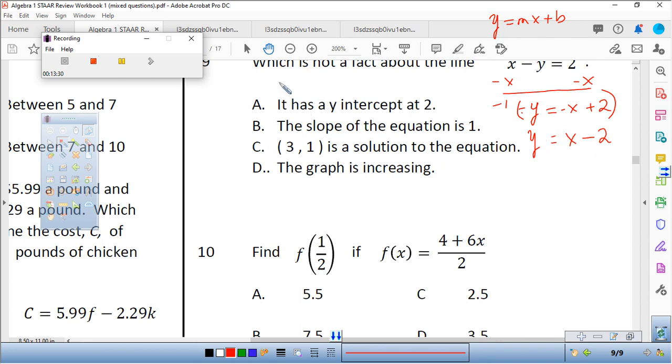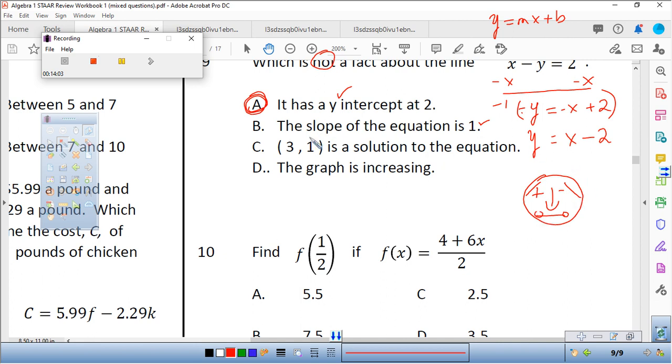Wrong. Oh, we're looking for the one that's not. All right, that's my answer. Okay, the slope of the equation is 1. Yeah, this is the 1x. Checked. That's true. We're not looking for that one, though. 3, 1 is a solution to the equation. I'll check on that right now. The graph is increasing. Make sure you know that if it's positive, then we should have a positive slope. If it's increasing, positive slope; decreasing, negative slope; undefined, 0.